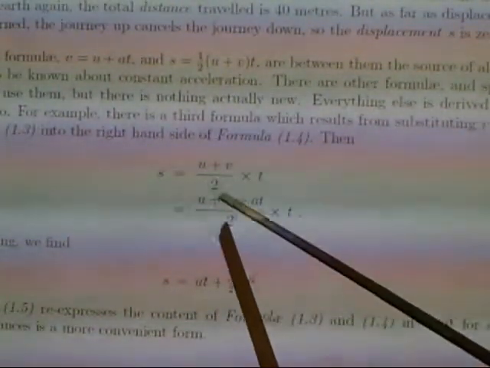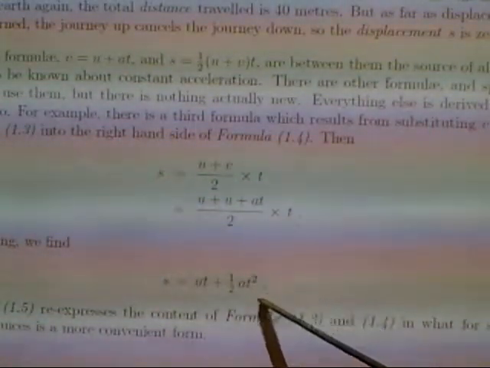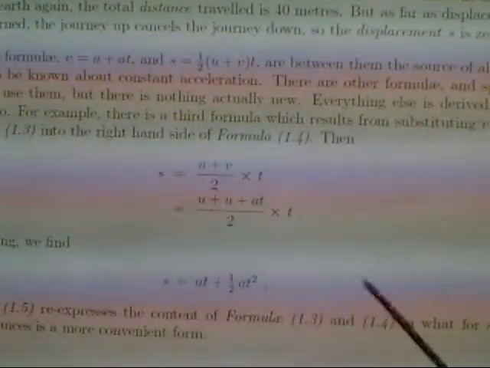So therefore we can write down the equation: s equals u plus v by 2 multiplied by t. v is equal to u plus at. So we substitute u plus at by 2 multiplied by t. So s equals ut plus half at squared. This is the distance traveled equation.